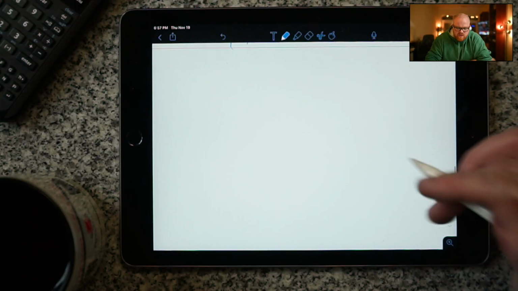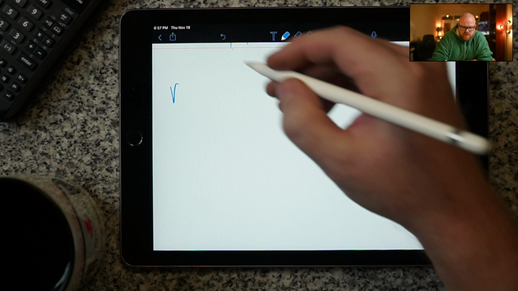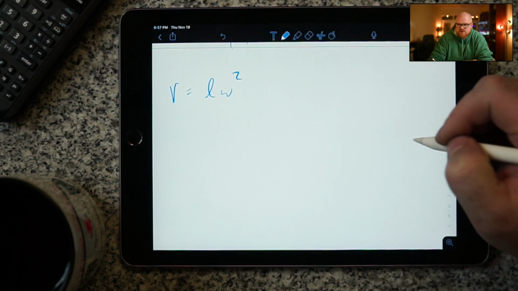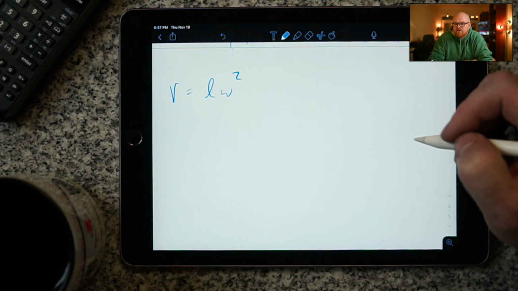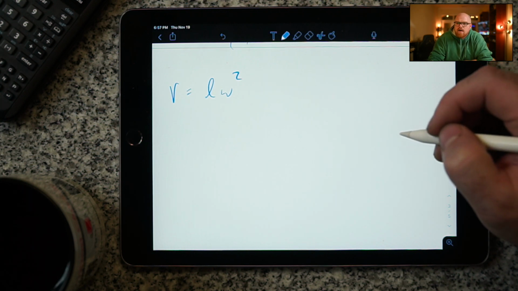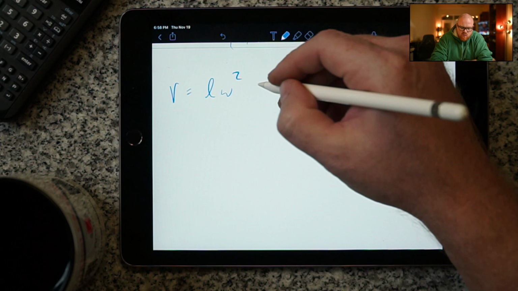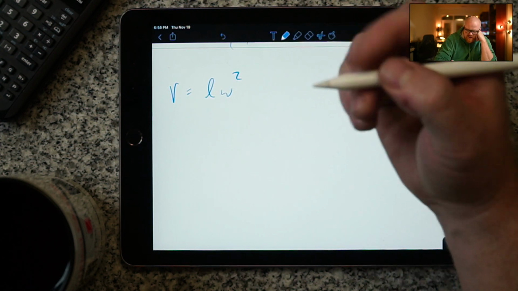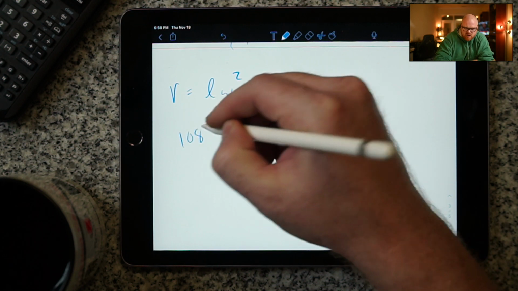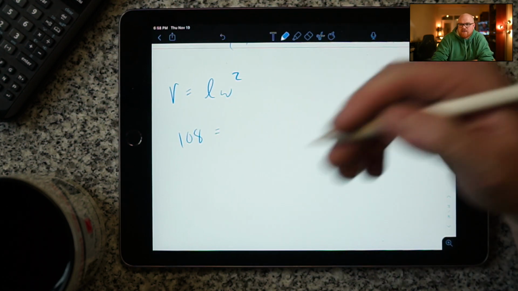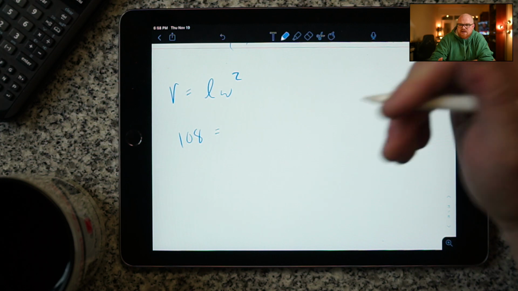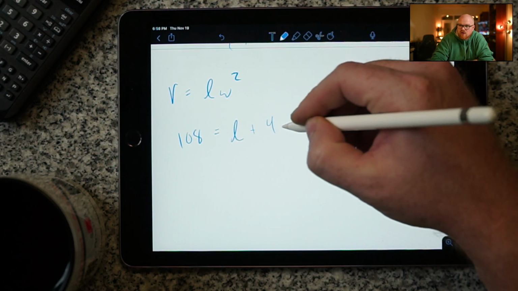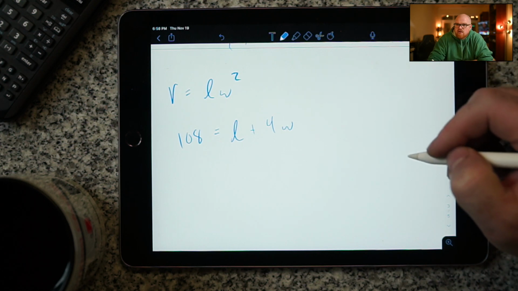Okay, so if we define volume as length times width squared, which if it's a rectangular prism, we definitely can't, with a square end, we can. So we say that is one of our equations, and then the other constraint is that our girth can be no more than 108, or it has to be equal. To maximize the volume, we'll take the most. So that'll be length plus 4 width.